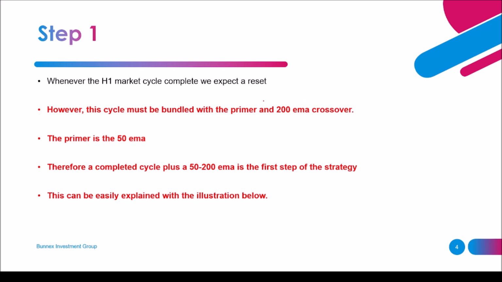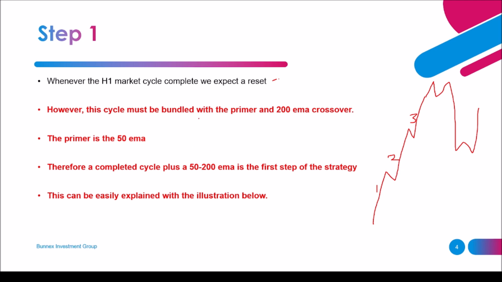So here's step one to actually get an entry using the 200 EMA the right way. Whenever an H1 cycle completes, we expect a reset. So by cycle, we say if there are 3 days that have flown in one unilateral direction, like in this particular case, level 1, level 2, and level 3 like this, we would expect to see the market give us a reset and continue.